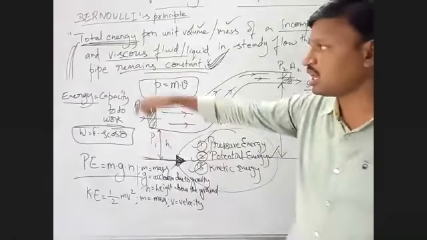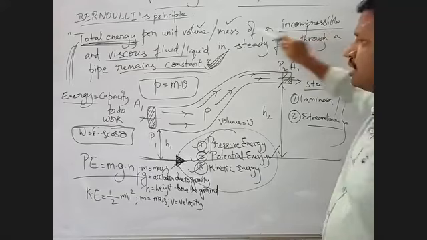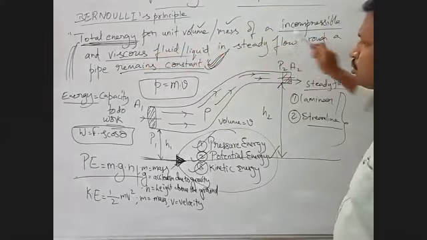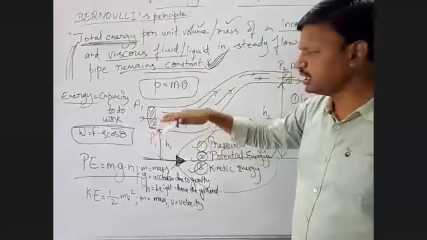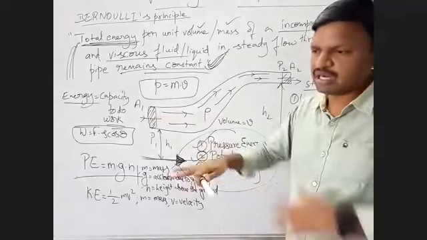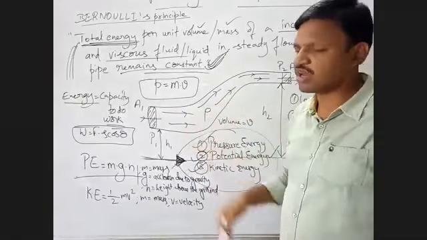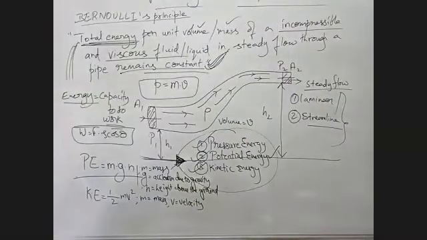Once again we go to the definition. Total energy per unit volume or mass of an incompressible and non-viscous fluid or liquid in a steady flow through a pipe remains constant. So while learning, we learn it regarding a pipe. But when coming to the applications of Bernoulli's principle, there are different applications. So we will discuss them one by one now. Okay.